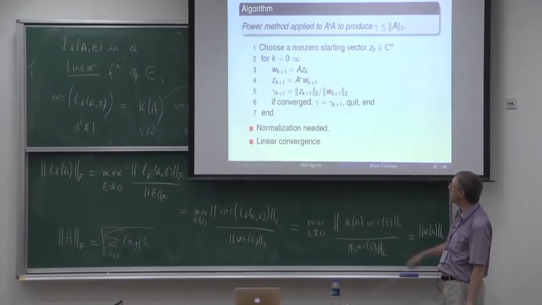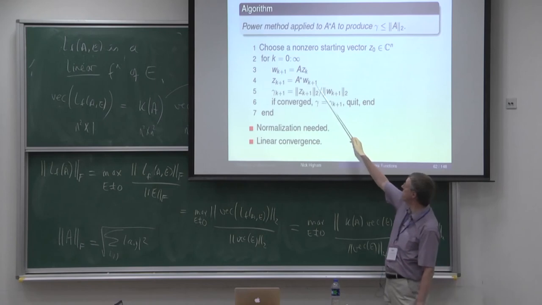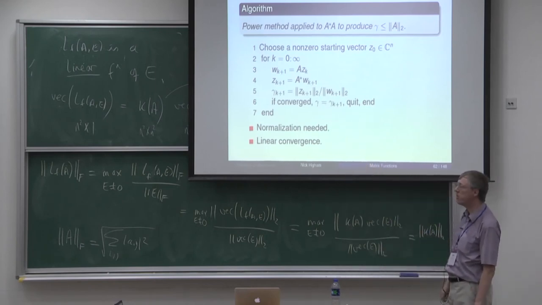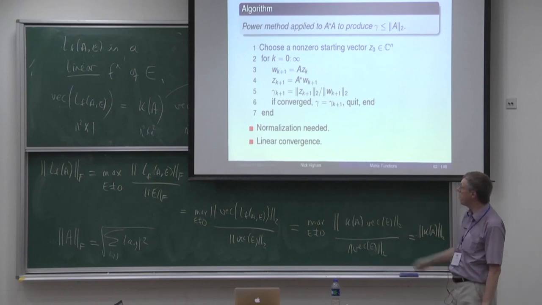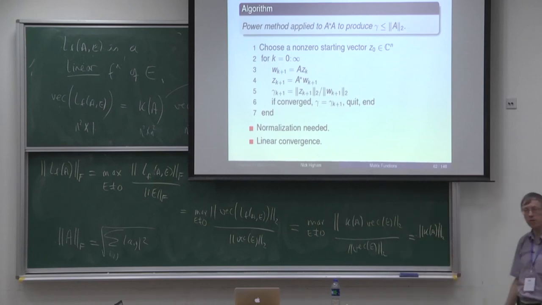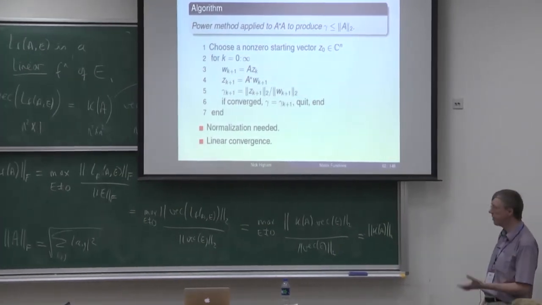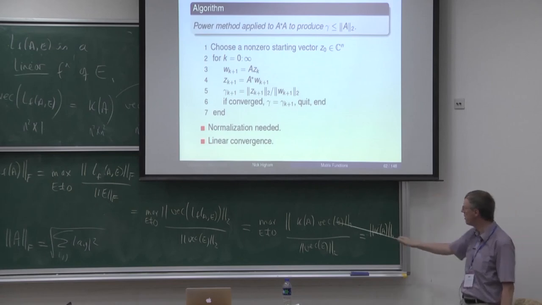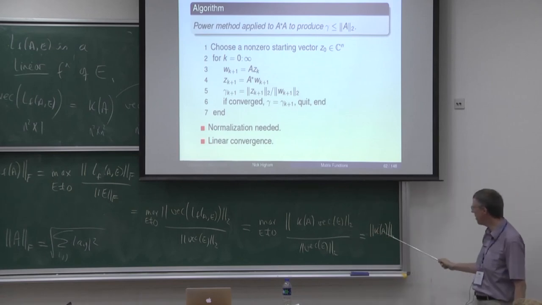To implement this, you'll have to normalize somehow, because otherwise W and Z could overflow eventually. So you need to scale them back, maybe to unit norm. And we know that the convergence is at best linear, so this is not going to be a very fast converging iteration. But nevertheless, it is a widely used method, and it's often implicit within other algorithms. So I want to use this with A equal to K of A. Okay, so we'll use the power method to estimate this K of A here.